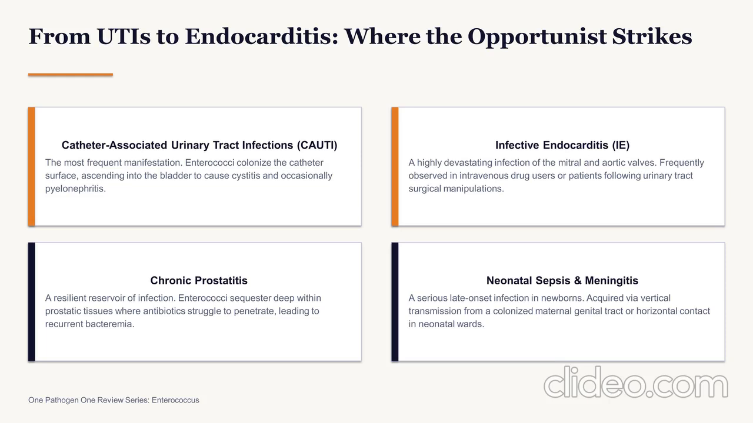Additionally, E. gallinarum and E. casseliflavus show species-specific intrinsic resistance to vancomycin. Acquired resistance, specifically Vancomycin-Resistant Enterococci, or VRE, represents a major clinical and infection control emergency in hospitals. VRE is primarily seen in E. faecium and is driven by the acquired plasmid-mediated VAN gene family, specifically the VAN A and VAN B genes, which can be horizontally transferred to other gram-positive organisms.